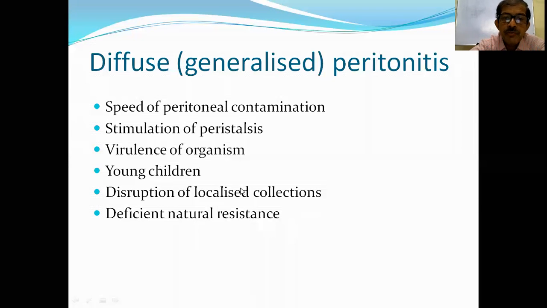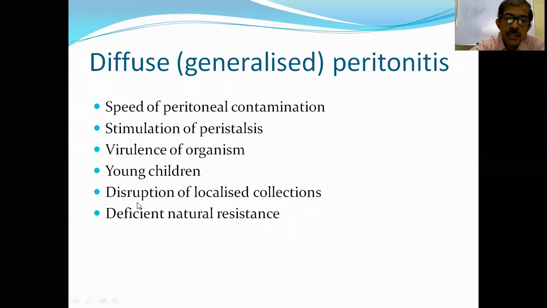Then disruption of localized collections. Already it is getting localized and you have opened the abdomen. Say, appendicular mass. That's why we don't operate on an appendicular mass, simply because of the fear that we may make it generalized.